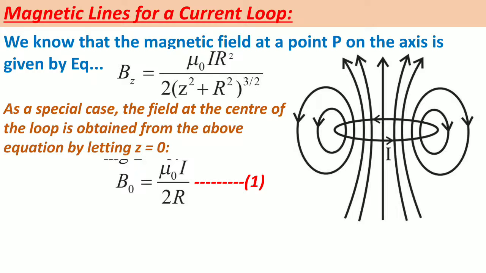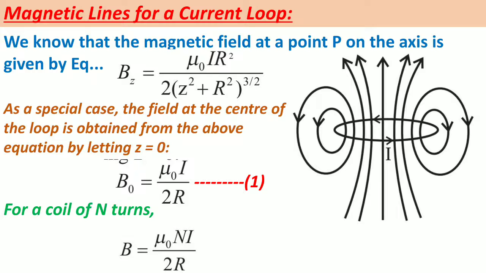Now if we have a coil, then obviously there must be a number of turns of the coil, and we know that the number of turns of the coil is denoted by capital N. So for a coil of N turns, this equation number 1 will become B is equal to mu naught N I upon 2R. So this is the magnetic field at the center of the loop. These are two equations: one is for a simple loop, and if we have N number of turns, it will become mu naught N I upon 2R, that is equation number 2.